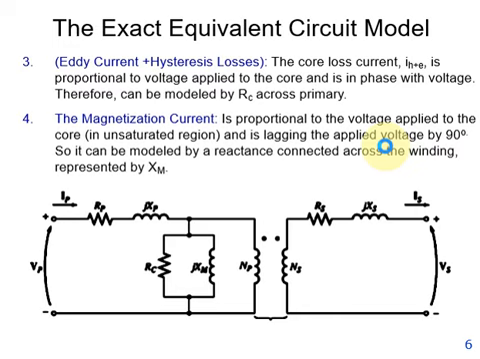The other part is jXM, which is the reactance connected across the winding, and this shows the magnetization current, which is also proportional to the voltage applied to the core and lags the applied voltage by 90°. So now the ideal transformer has been modeled as a real transformer.